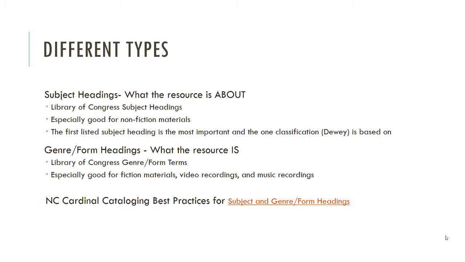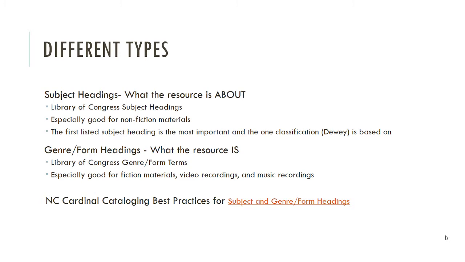In some cases, as I said, what something is about is not your main concern or the main way that people are going to look for or access that resource. Sometimes they want to look for a specific type of resource, what the resource is. And for that, you need genre form headings. So NC Cardinal prefers the Library of Congress genre form terms. However, you can potentially use the GSAFDs. So prefer Library of Congress, then look elsewhere if you don't find the term you need.